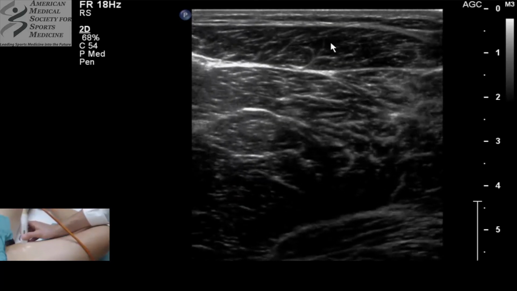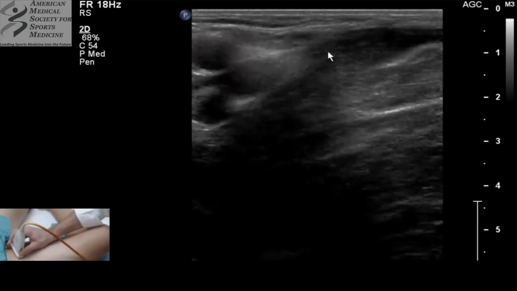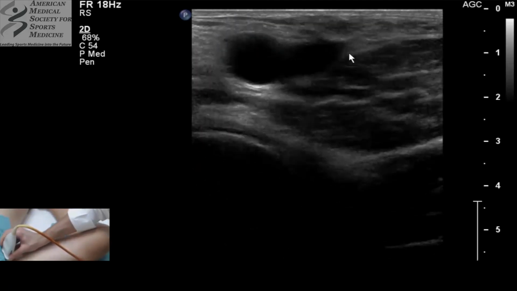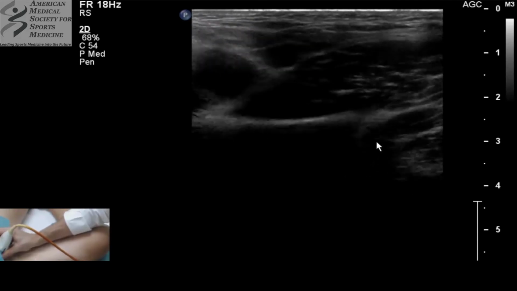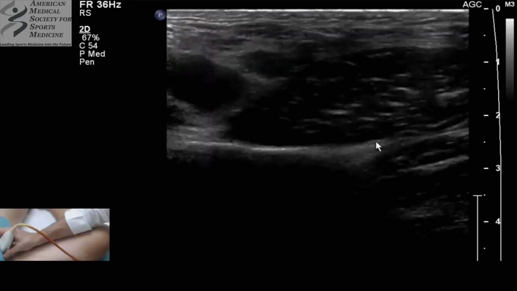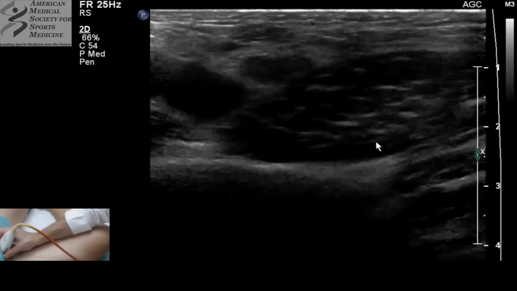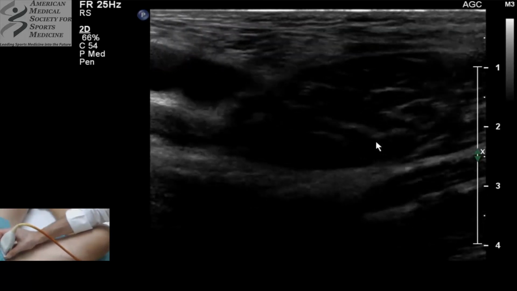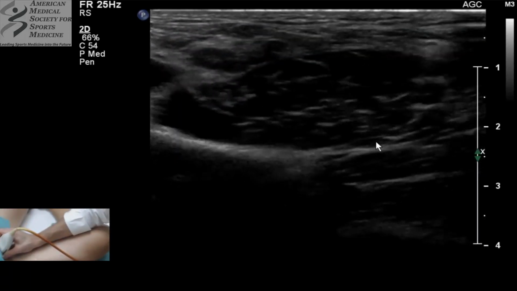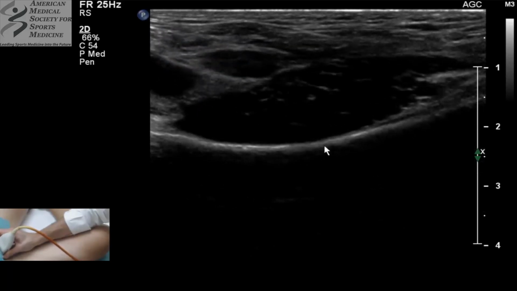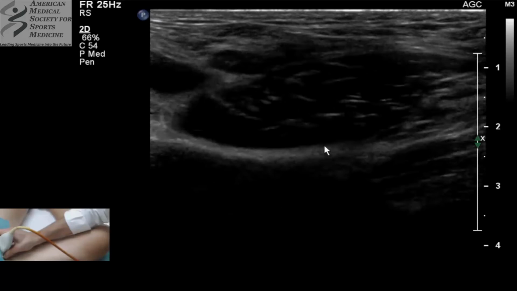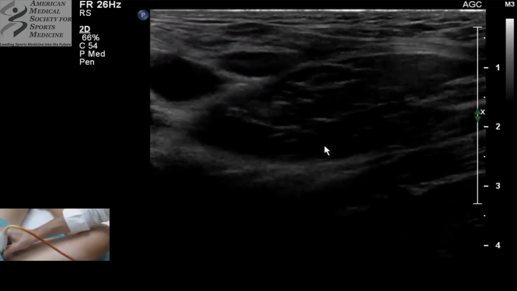The other adductor muscle that is interesting is the pectineus. So if we come up more proximally, I'm going to change the depth here, move my focal zone up more proximally. So right here is the superior aspect. I'll change that focal zone up a little bit higher here, narrow it down a little bit.